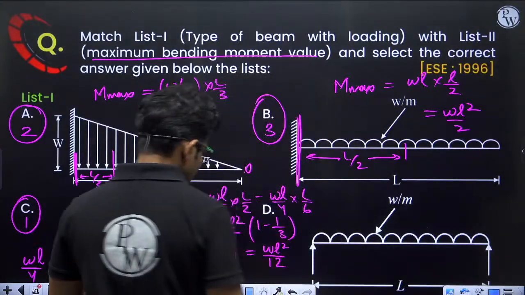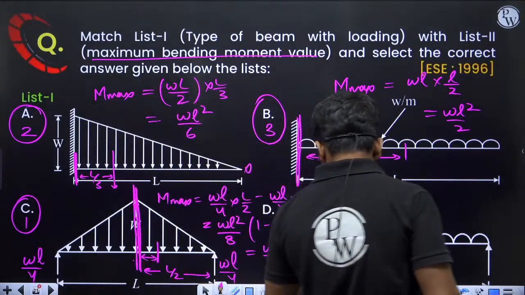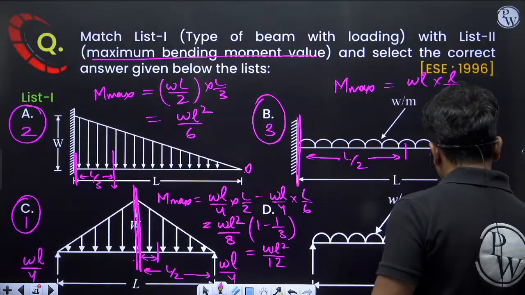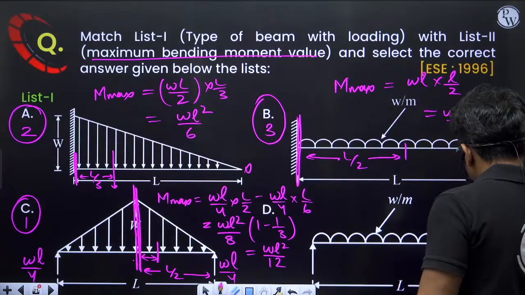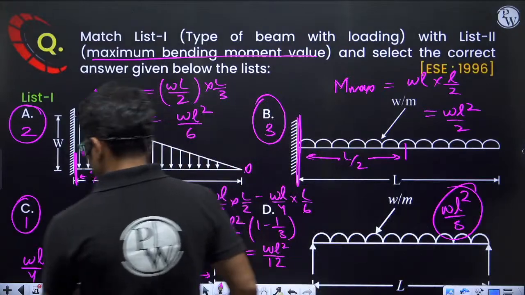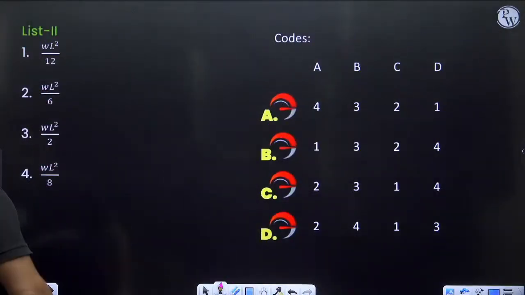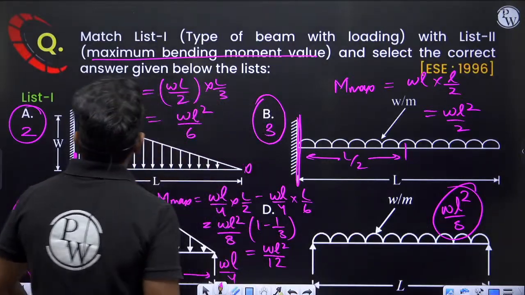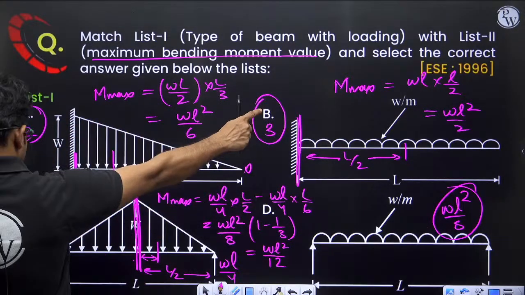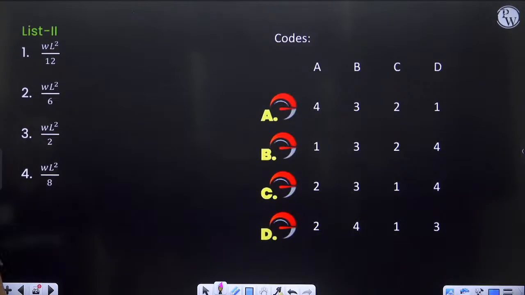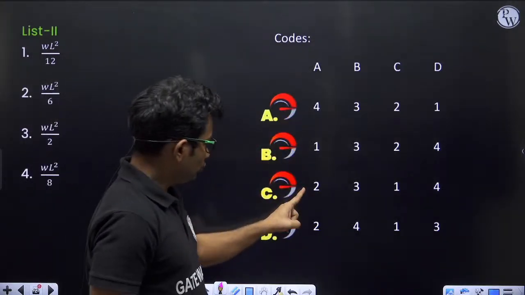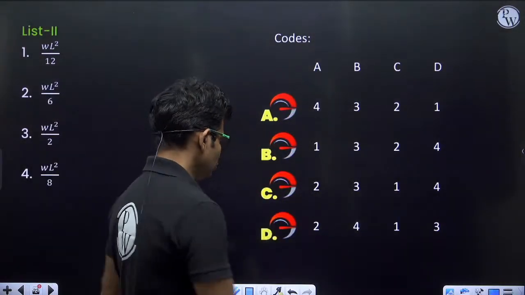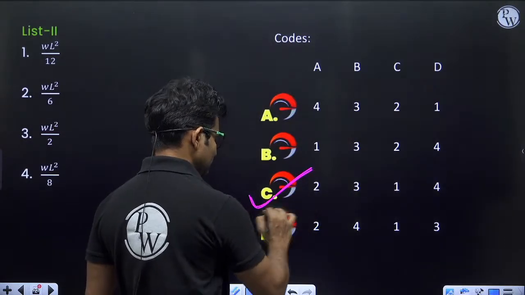Okay, so WL square by 12. Now for this, WL square by 8, everyone knows this will be WL square by 8. So WL square by 8 is D 4 will be there. So 2 3 1 4. Correct answer is option C.